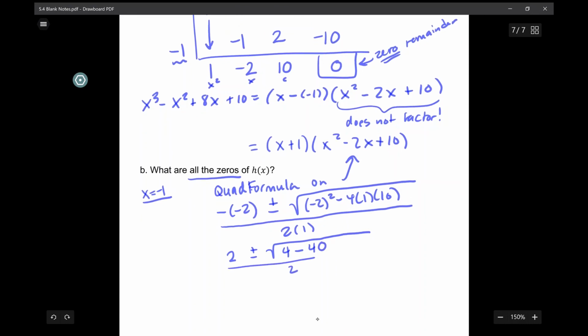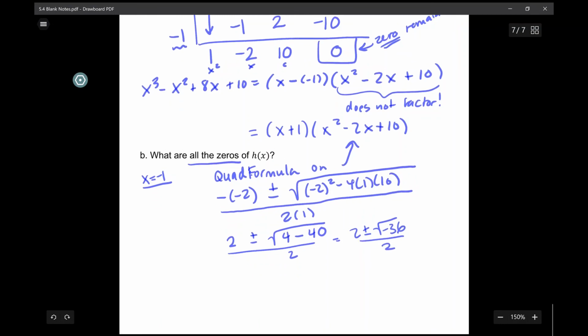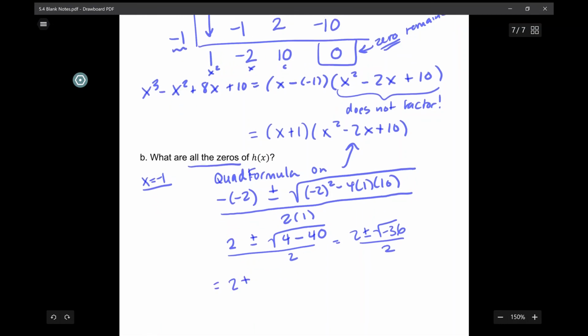So that was a really long square root sign. Let's make them a little bit shorter. So that's 2 plus or minus the square root of -36 over 2. And that's equal to 2 plus or minus the square root of -36 is 6i over 2. So that breaks into two cases, 2 plus 6i over 2, or 2 minus 6i over 2. And we can take the 2 into both of these. So that's going to be 1 plus 3i, 1 minus 3i.